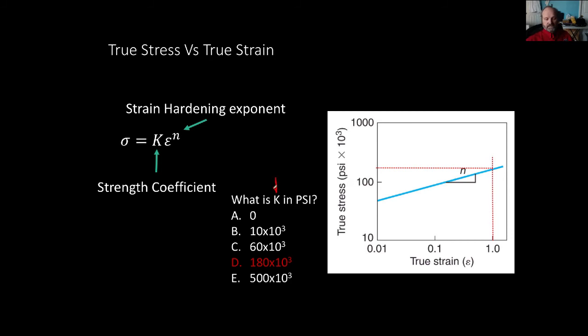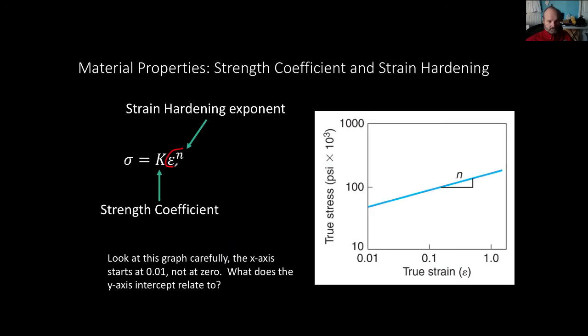Right, K is a constant. So we want to find a number, this, where it equals 1. If this equals 1, epsilon to the n, I should say, when epsilon is raised to the n power, we don't know what n is yet, right? But when it's raised to the n power, you're going to get a 1, right? So when this becomes a 1, then K is going to be equal to your stress at that point.